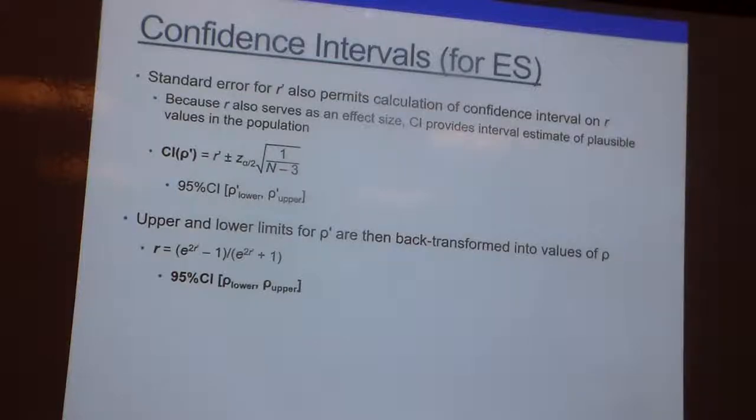No. Why are you shaking your head, Maureen? Why don't we want rho prime? Because we don't want it prime. We don't want it prime, right? Like, what we've created is a confidence interval around a metric that isn't the correlation coefficient that we want.